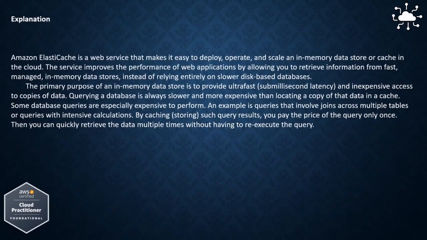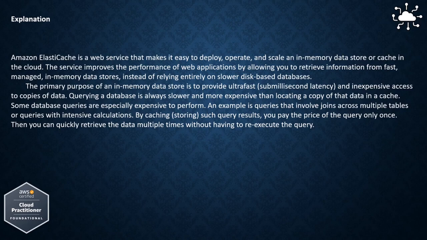Explanation. Amazon ElastiCache is a web service that makes it easy to deploy, operate, and scale an in-memory data store or cache in the cloud. The service improves the performance of web applications by allowing you to retrieve information from fast, managed, in-memory data stores, instead of relying entirely on slower disk-based databases. The primary purpose of an in-memory data store is to provide ultra-fast, sub-millisecond latency, and inexpensive access to copies of data. Querying a database is always slower and more expensive than locating a copy of that data in a cache.